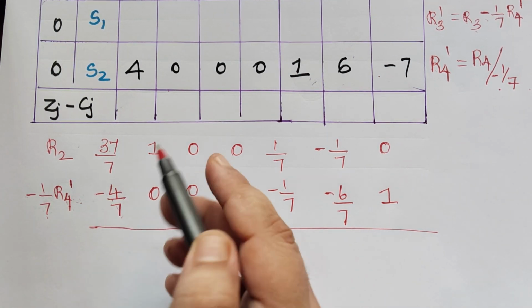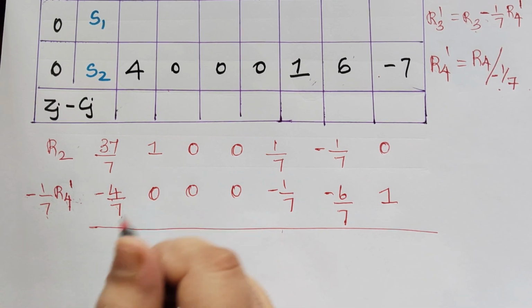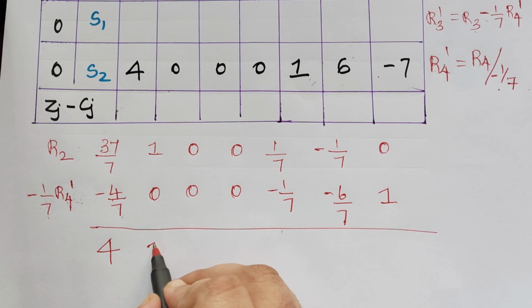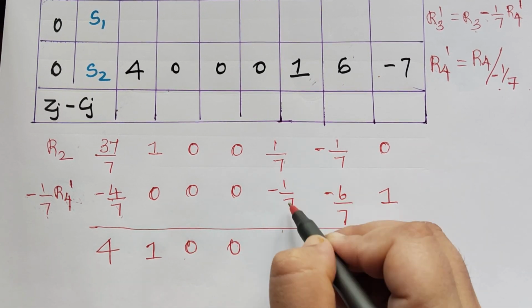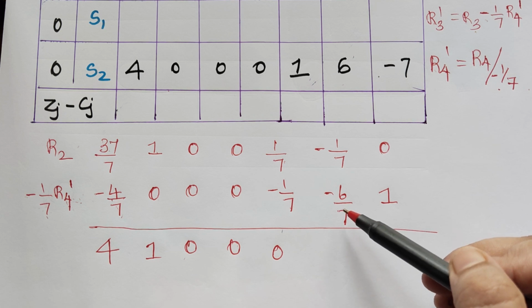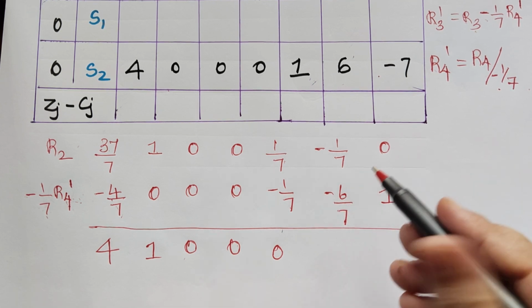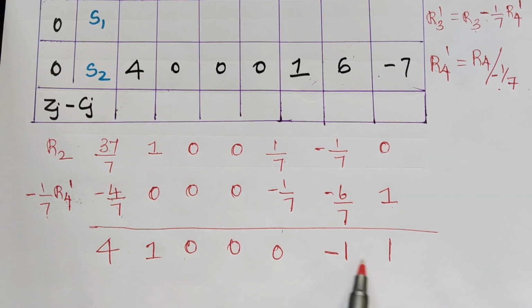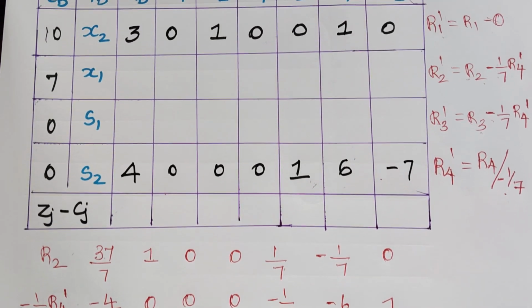But 28 by 7 is 4, because 7 times 4 is 28. And 1 plus 0 is 1, and 0, 0. When we add this, it gets cancelled. So 0. Minus 1 by 7, minus 6 by 7 will be minus 7 by 7, which will be minus 1. 0 plus 1 is 1. So these are the values which have to be filled in row 2 dash here. So let us fill it.